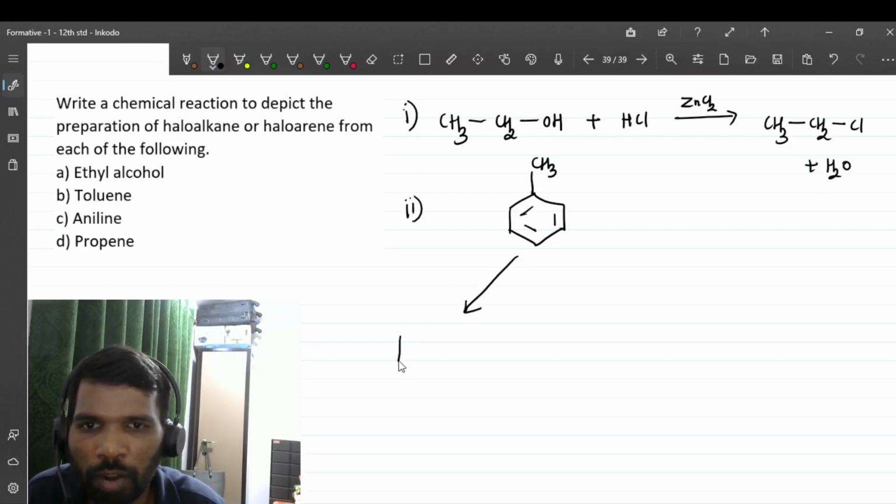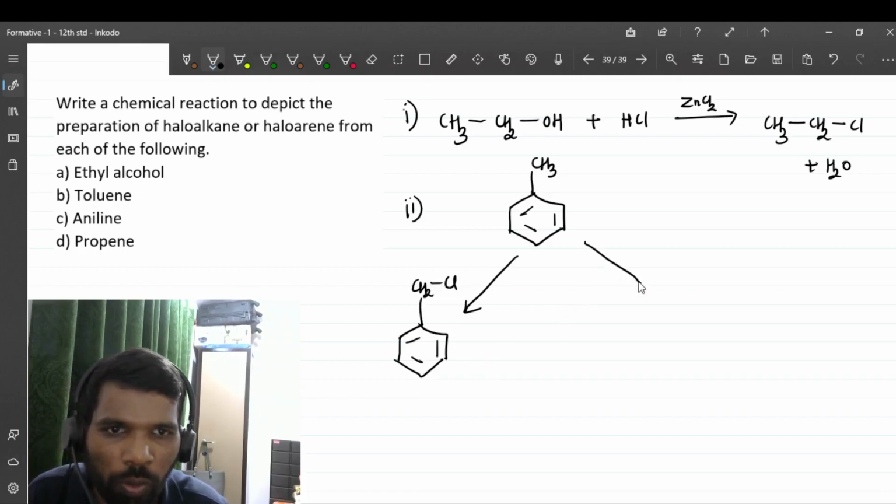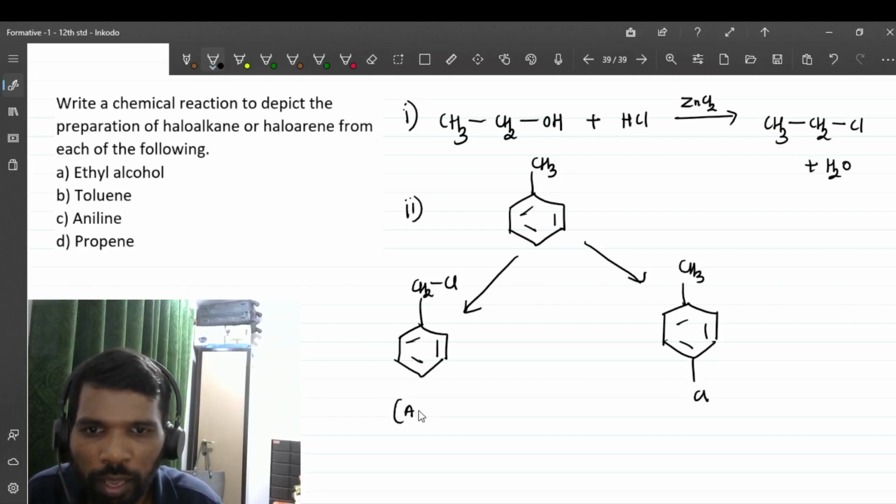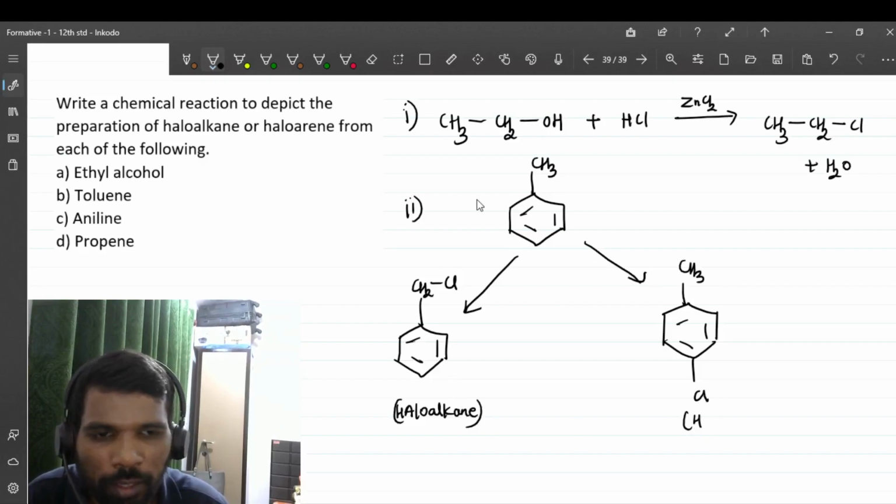You can get, after chlorination, this. Understand the difference? You can get this. You can substitute Cl over here, or you can do substitution over here. This is haloalkane, and this is haloarene.